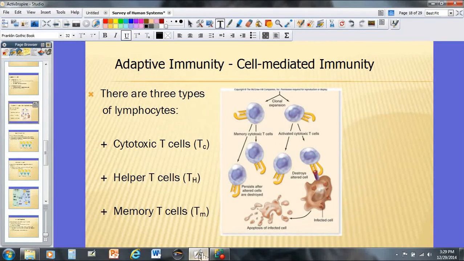Memory T cells will be created to remember the antigen of the virus or the bacteria so that when they encounter it again, the body's response will be faster and more efficient. Helper T cells will also be created. These will create more T cells so the immune response is faster and more efficient, and it will also activate the B cells of the humoral response.